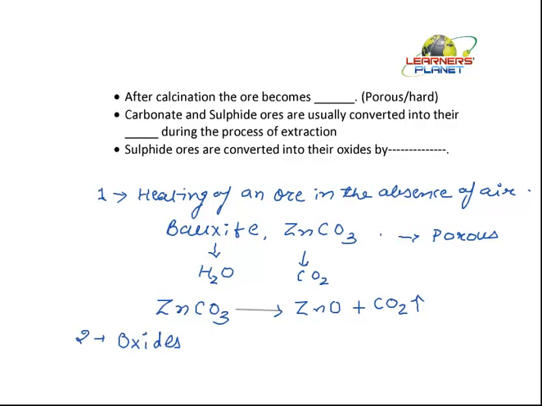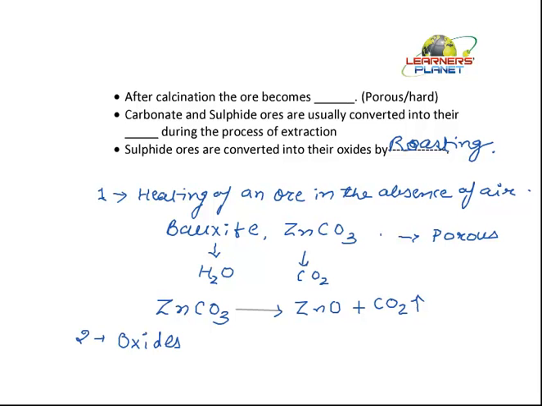Now the third question: sulfide ores are converted into their oxides by. This is a sulfide ore. It will require a large amount of oxygen to be converted into its oxide, so it can obviously not be converted by calcination. It will be converted by roasting. Now what is roasting? Roasting is heating of an ore in the presence of air or oxygen.